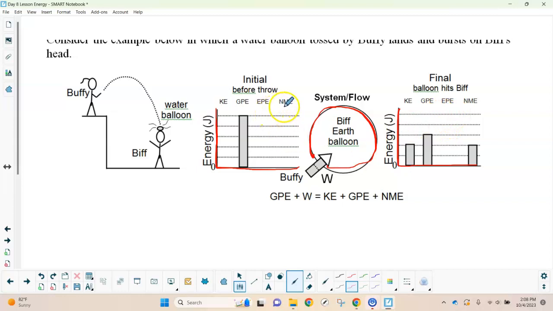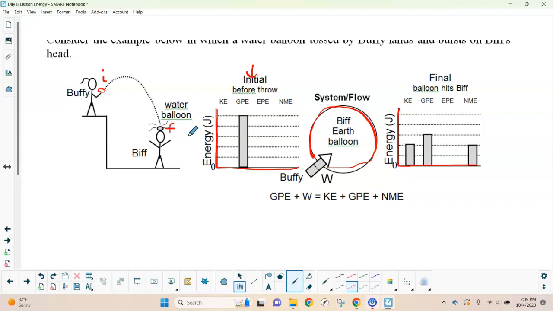So what we're going to do is look at a situation and make an LOL graph. The initial point that we're discussing is when the ball is up here in Buffy's hand. That's initial. And then our final position that we're considering is when the water balloon hits Biff, and Biff's down here. So this is the final point. You can do this for any situation. You're just analyzing the energy that's in a system at a certain point.